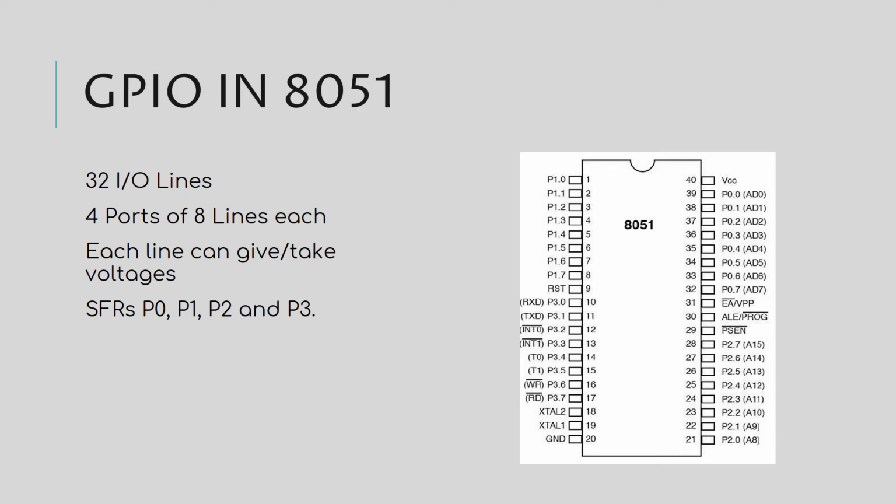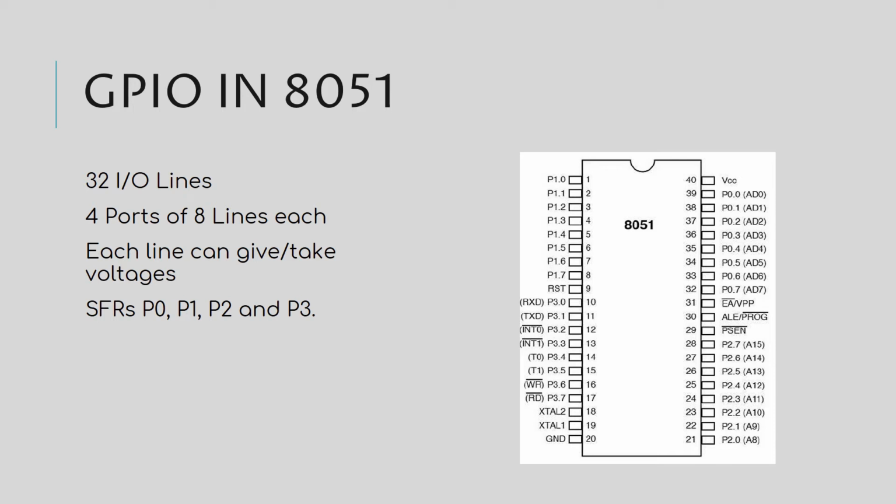Let's take the example of port 1. It's from pin number 1 to 8. Each line is denoted as, see, P1.0, P1.1, P1.2, like this. Here there are 4 registers, P0, P1, P2 and P3.